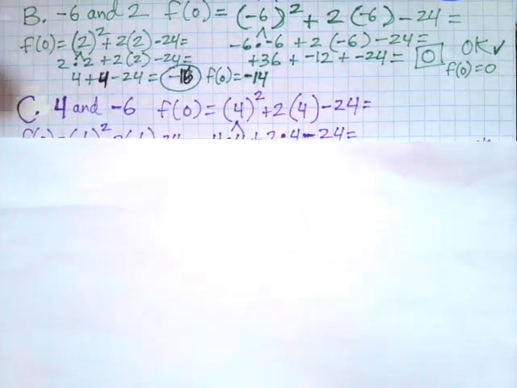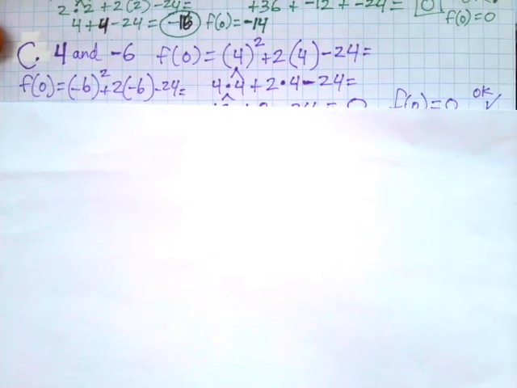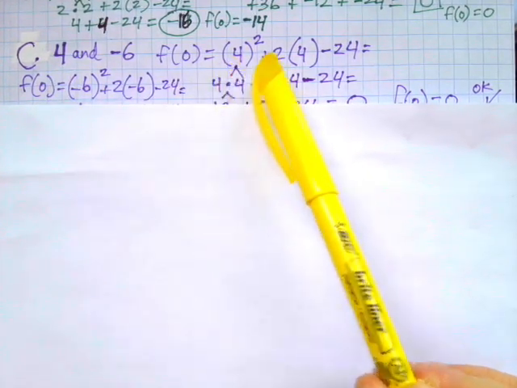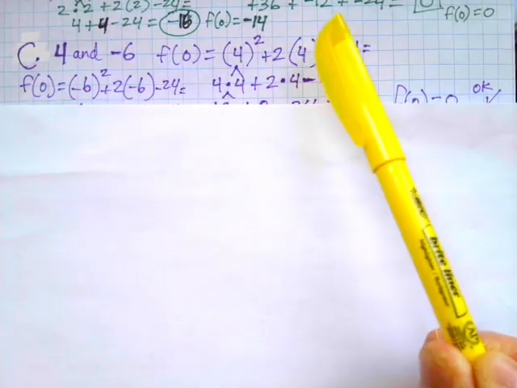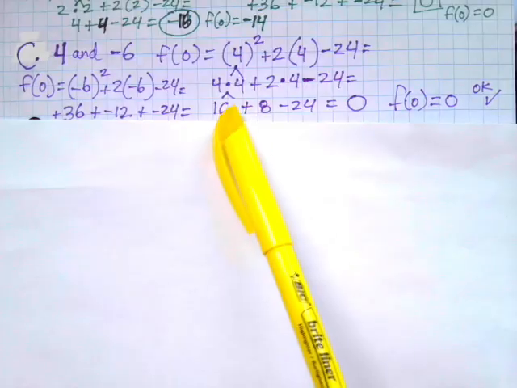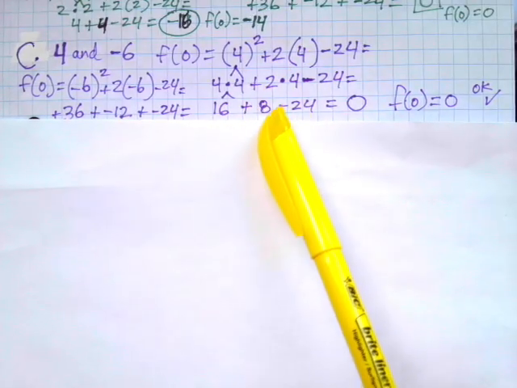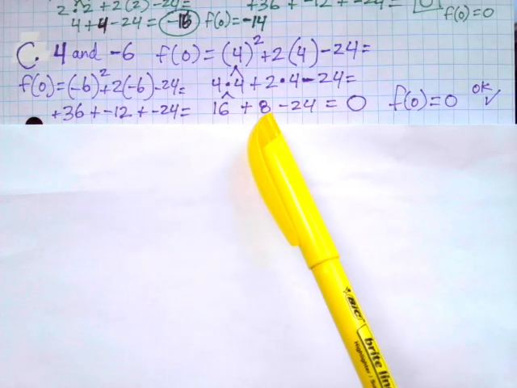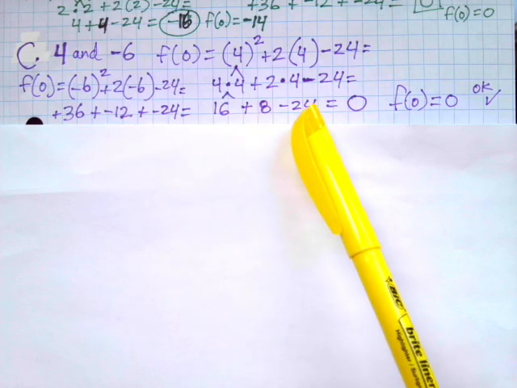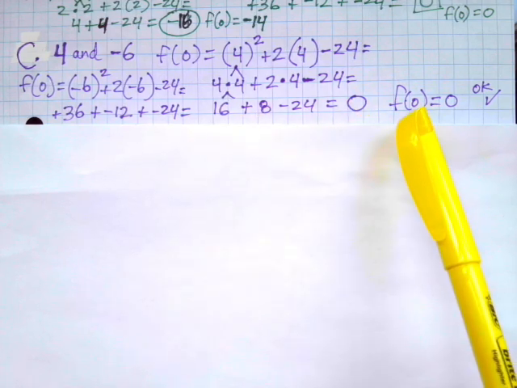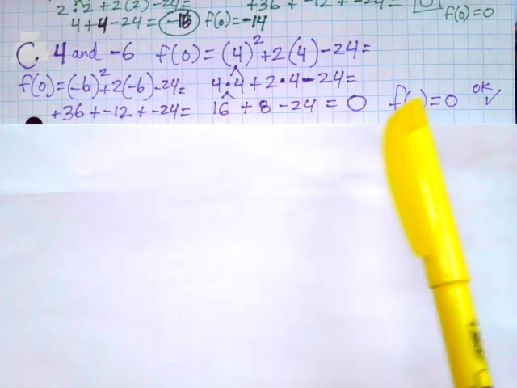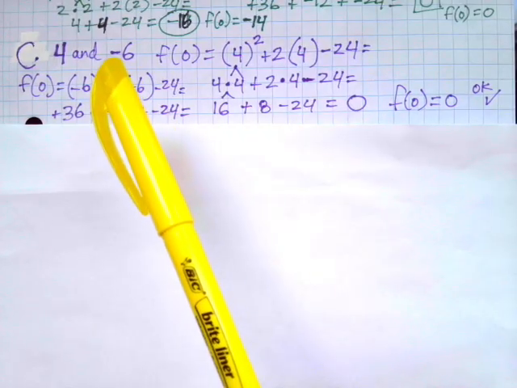I'm going to give C a try. I'm going to substitute these values for C. So first, I'm going to substitute 4 for x in the original expression, right? So 4 squared is 4 times 4, which is 16. 4 times 2 is 8. I'm going to bring down that -24. What's 16 plus 8? That's 24. What's 24 minus 24? Hey, that's 0. Does f of x equal 0? Yes, that checks out. Now I have to do the other number, -6, the other option.